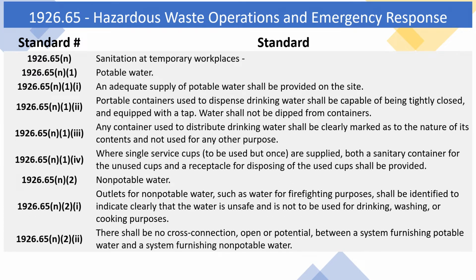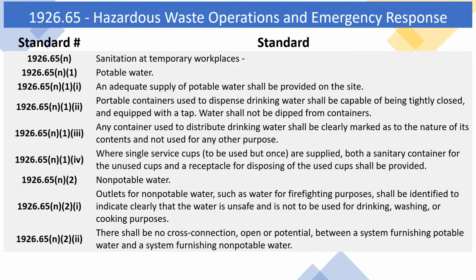1926.65 N. Sanitation at temporary workplaces. 1926.65 N.1. Potable water. 1926.65 N.1.i. An adequate supply of potable water shall be provided on the site. 1926.65 N.1.ii. Portable containers used to dispense drinking water shall be capable of being tightly closed and equipped with a tap. Water shall not be dipped from containers.